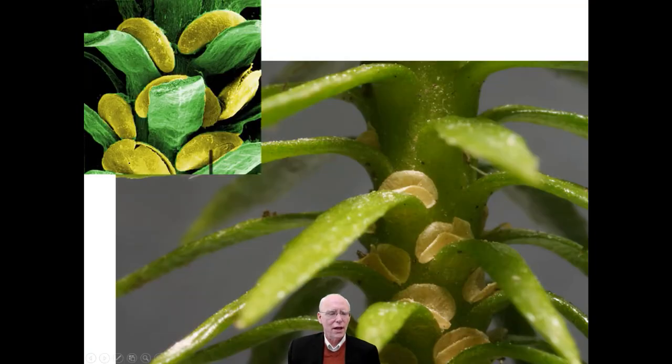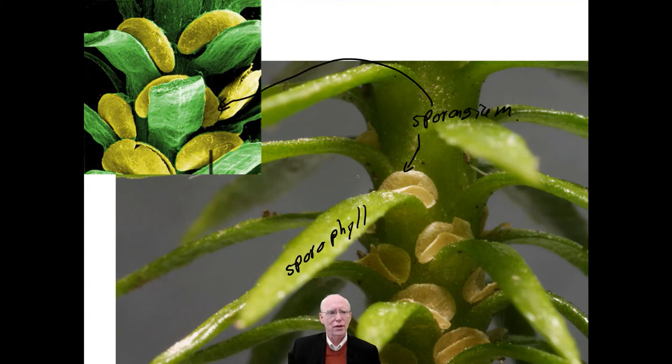On the next slide, we see that again. Here's the sporophyll. Here's a sporangium. This one is open. Here are other sporangia over here. These ones over here on the left are closed. And again, this is a sporophyll. So each of those sporangia contain the spores, the haploid spores, which are going to grow into the gametophytes.